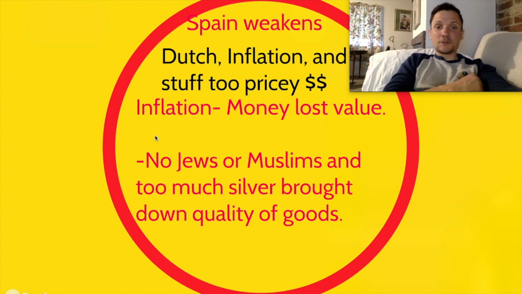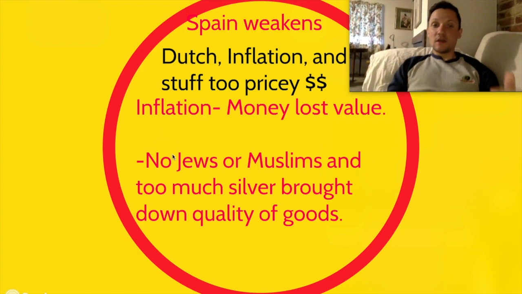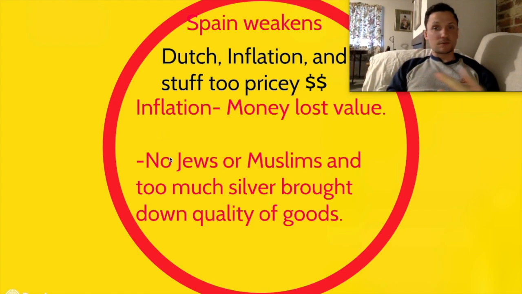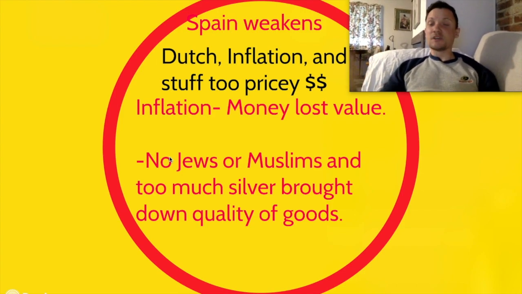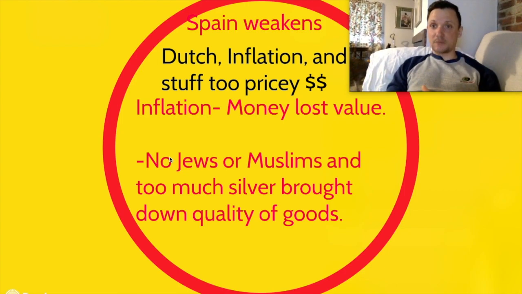Also, stuff became way, way too pricey because there were no Jews or Muslims, very many of them anyway, left in Spain due to the Spanish Inquisition. They actually drove all of them out under Isabella and Ferdinand. And with that, the quality of goods began to drop, and people in Spain began to buy their artisanal goods from places like France or England. So this led to another dip in the Spanish economy because people weren't making as much money in Spain.